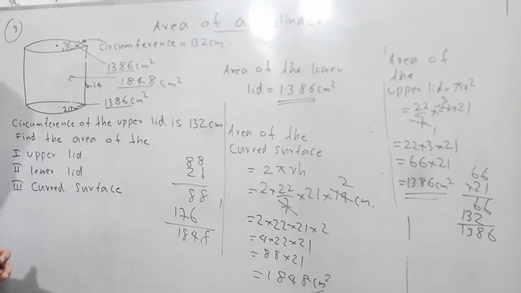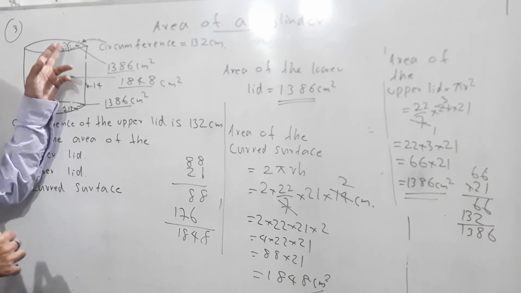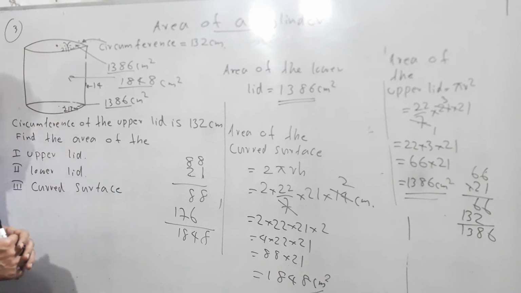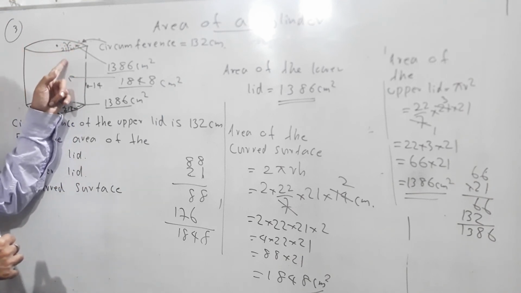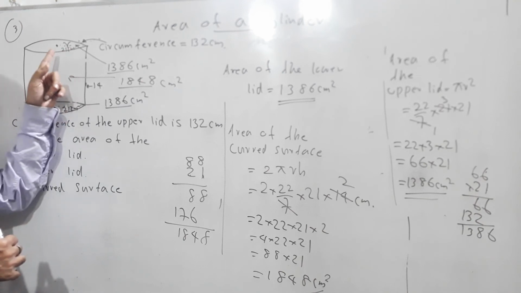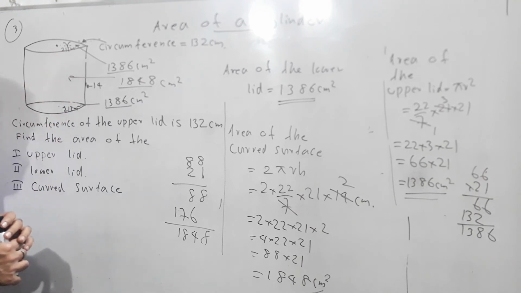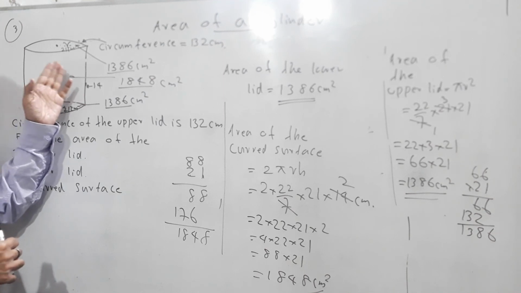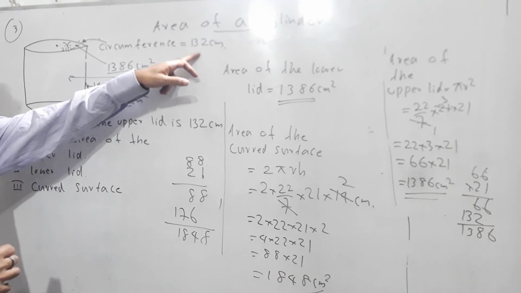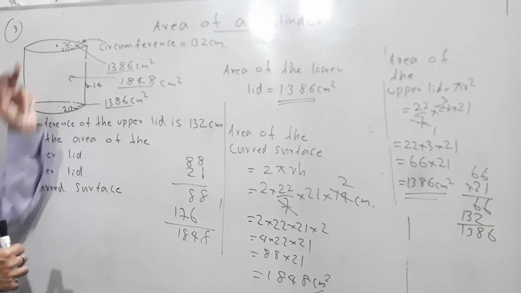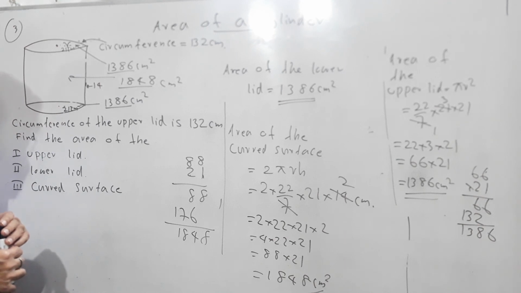So I think you can understand my answer. Okay? Here the special thing is, it is not given the radius of the upper lid or the lower lid. It is given circumference of the upper lid. So when the circumference is given, we have to find the radius of the upper lid. Therefore we have to make 2 pi r equal the given circumference 132. From that you have to find the radius. Okay? So I did this question. I think you can understand this.